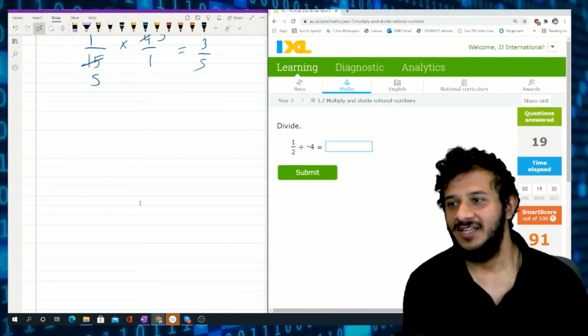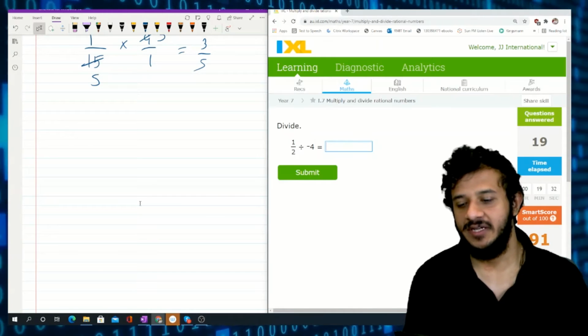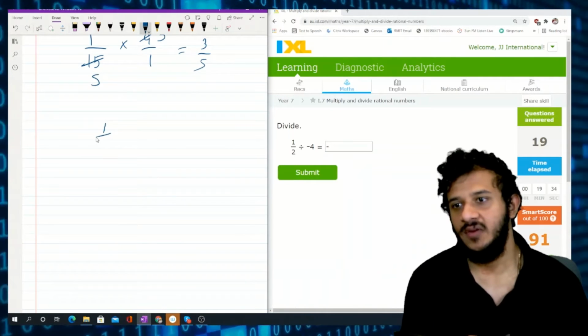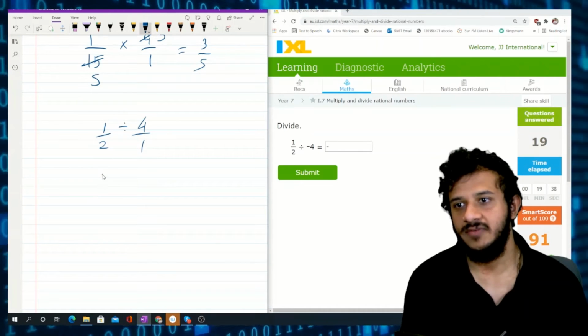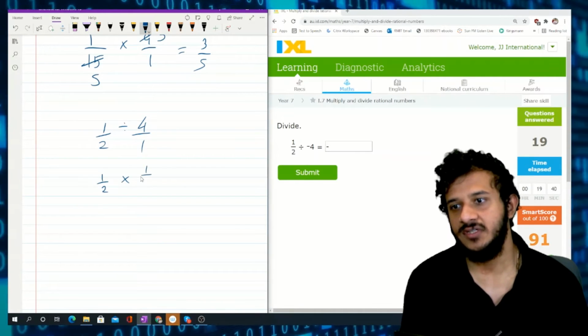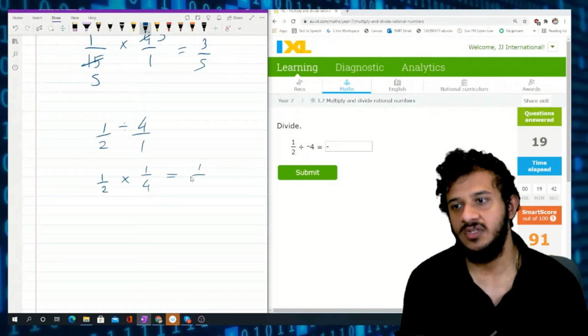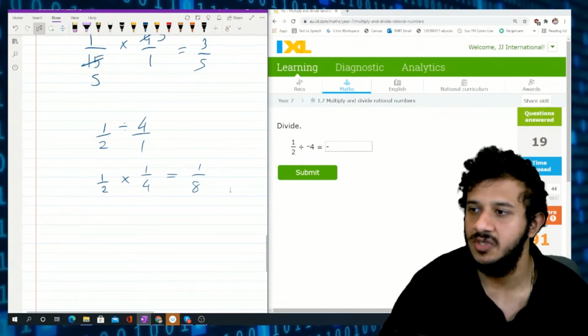Yep. So a positive divided by negative is negative, and then 1 over 2 divided by 4 over 1. Division will become multiplication when the right hand side fraction goes upside down. Now can't do any simplifications, so this is just going to be 1 over 8.